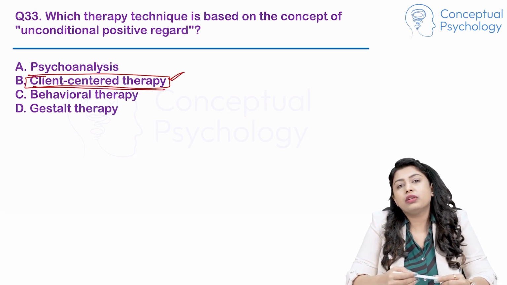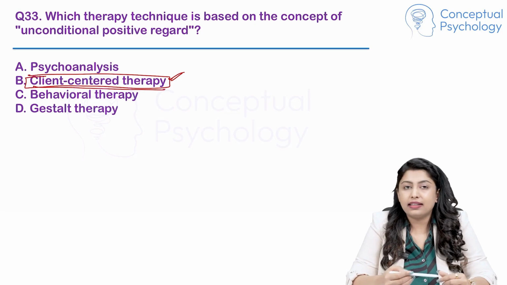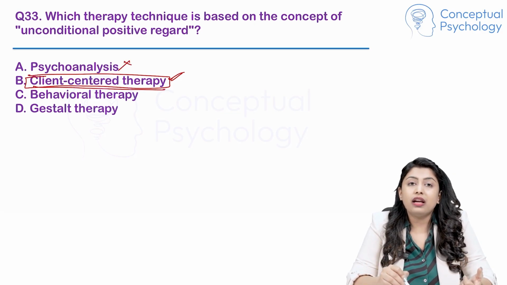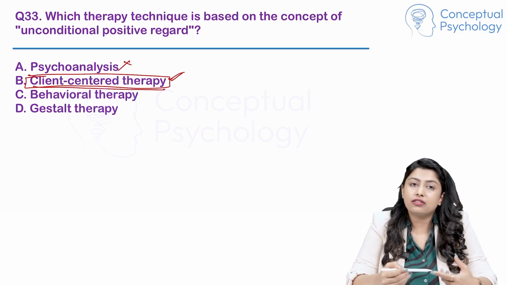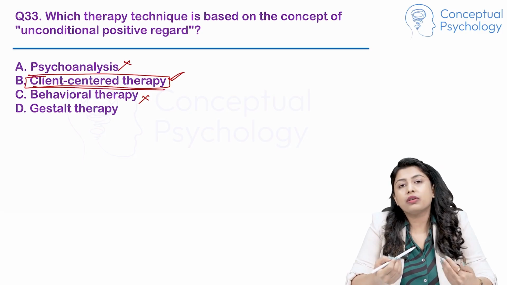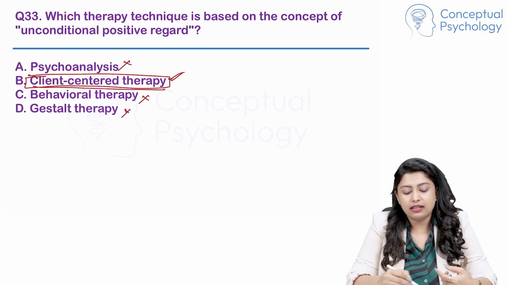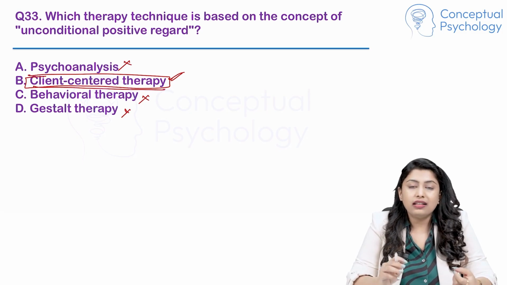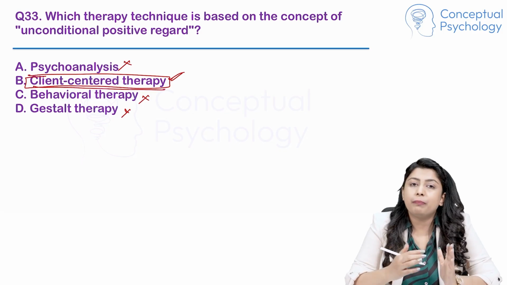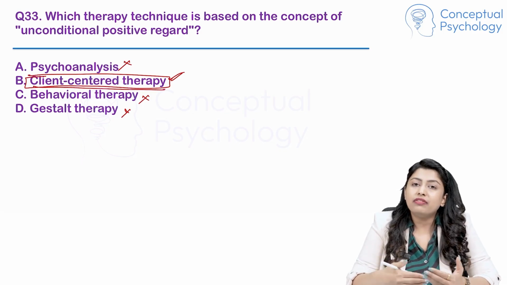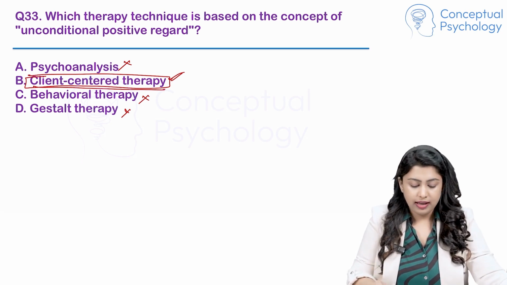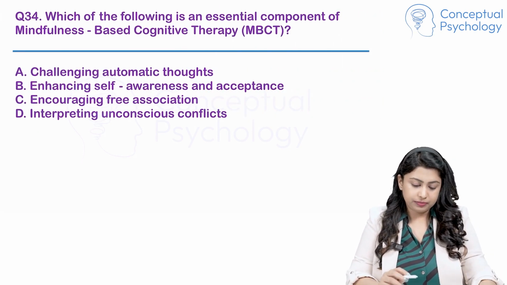Psychoanalysis focuses on the interpretation and insight rather than unconditional positive regard. Behavioral therapy focuses on behavior change through conditioning principles. Gestalt therapy focuses on the present moment awareness and its integration, right? So, unconditional positive regard creates a therapeutic environment of complete acceptance that facilitates the client's self exploration and growth. Hence, B is the correct option.